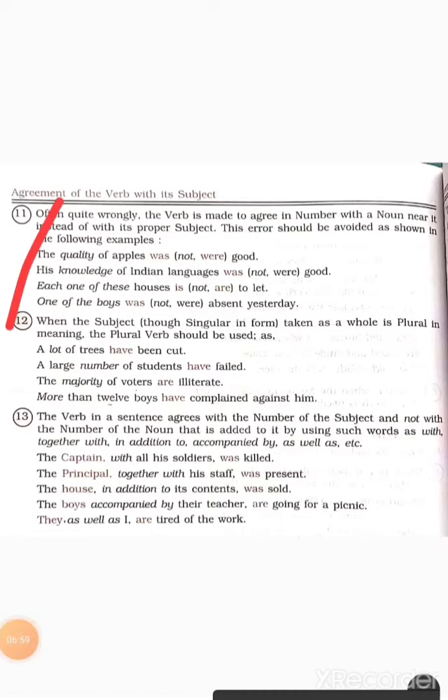When the subject is taken as a whole and is plural in meaning, the plural verb should be used. Like a lot of trees. A lot means many, or it means a whole, so that is why the plural verb will follow. A lot of trees have been cut. Next, a large number of students: a large number means many, you are referring to many students, plural, so the plural verb is followed after that. A large number of students have failed.